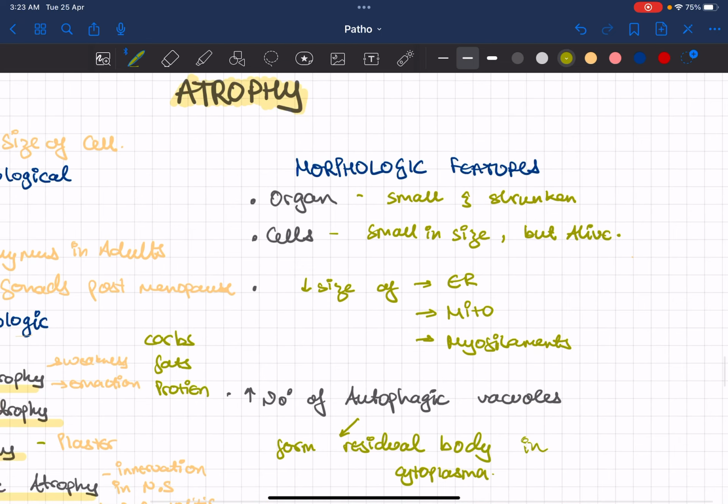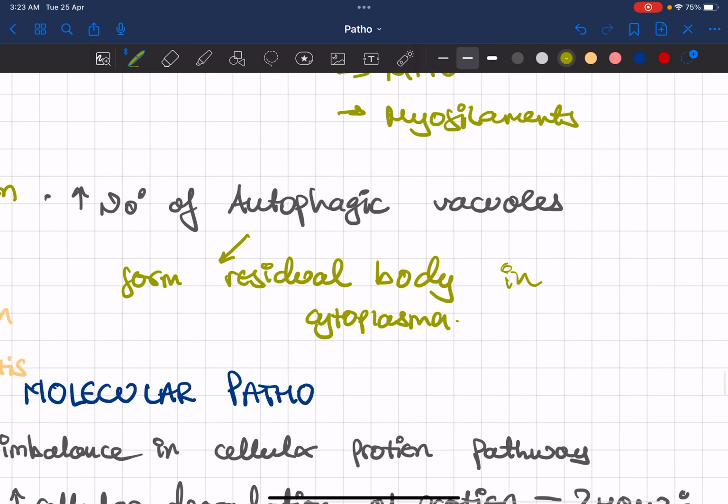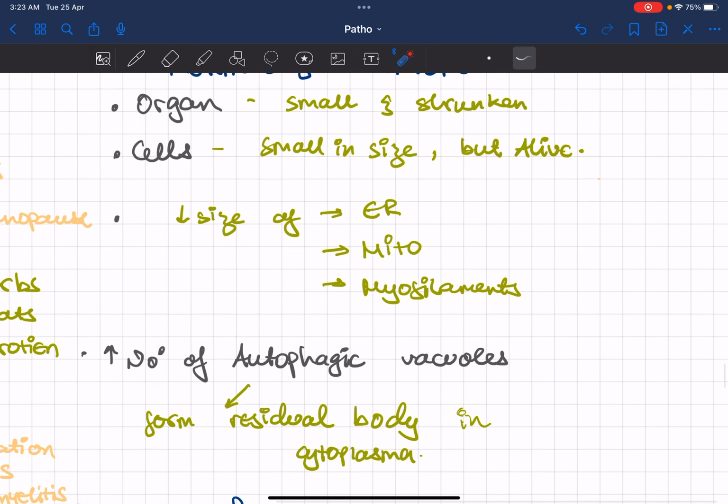So when these three things decrease in size, the whole cell decreases in size. Apart from this, there is also an increased number of autophagic vacuoles. Autophagic vacuoles are where cells eat their own stuff. So autophagic vacuoles contain cell debris and they also form residual bodies in the cytoplasm. So these are the morphologic features.